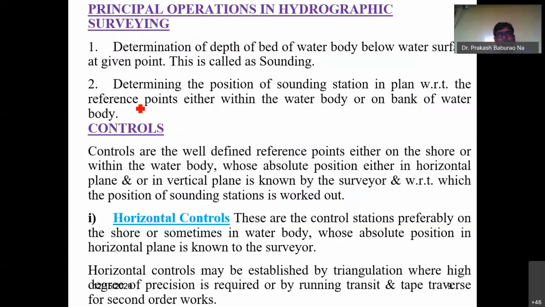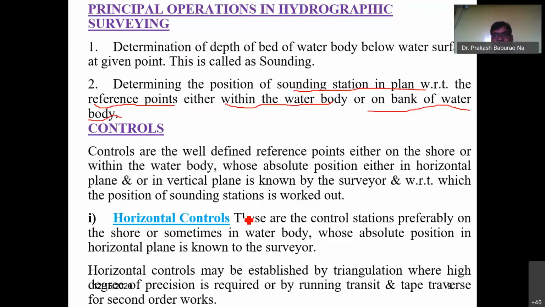The actual principal operations under this hydrographic survey: to determine the depth of the bed of the water bodies below the water surface, which you already call sounding. Also determine the position of the sounding station in a plan. You prepare a plan with respect to the reference point. As reference points, here we are using the benchmark either within the water body or on the bank of the water body as a part of the shoreline survey.